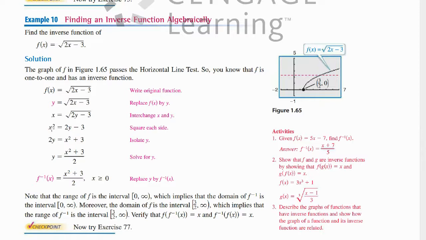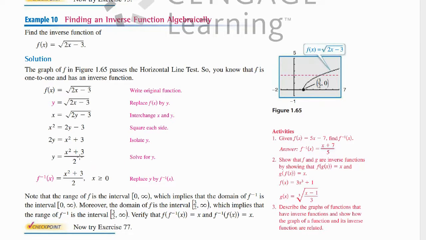We're going to add 3, so this becomes x squared plus 3. And again, they're switching sides on you. You don't have to unless you want to. And then divide both sides by 2. So if you just put this as your answer, it's actually wrong. Why? Because this is a parabola, and it itself does not pass the horizontal line test.